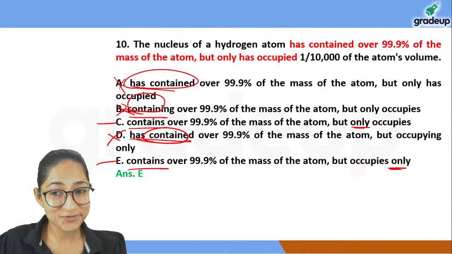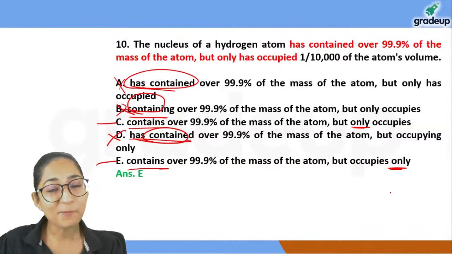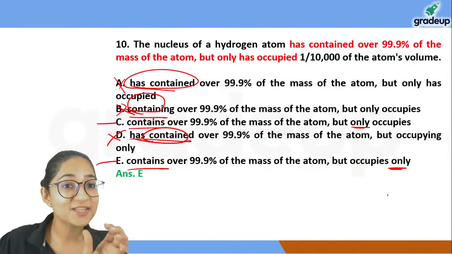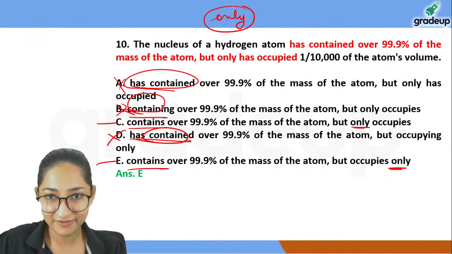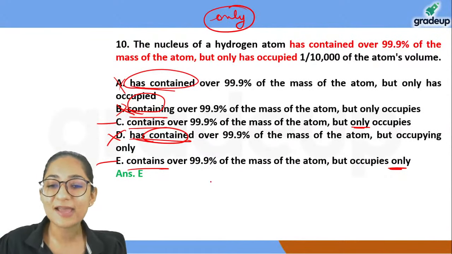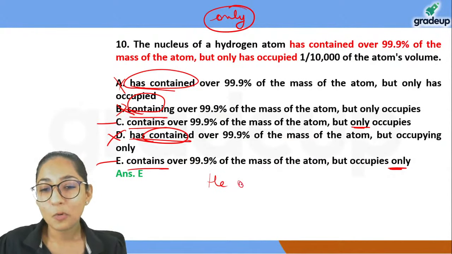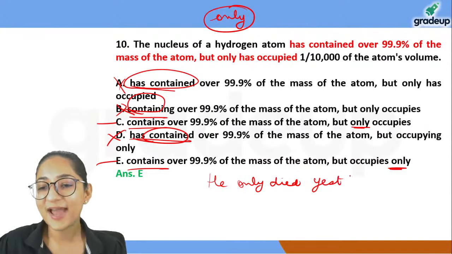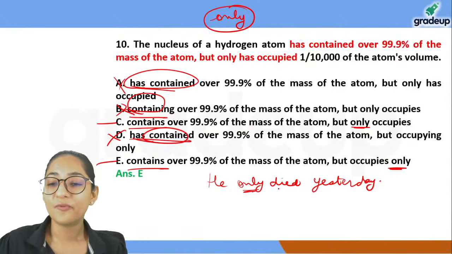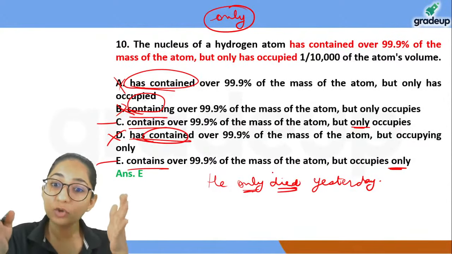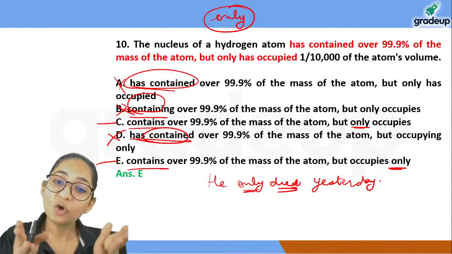Now, we have the atom contains over 99% of the mass of the atom, but only occupies only. Do you see the placement of the word only? It's very important that you pay attention to the placement of this word only. Only is a limiting modifier. Remember we did this sentence, guys: He only died yesterday. When you say he only died yesterday, when I put my limiting modifier only with a verb, it puts a limit on the verb. It says he only died.